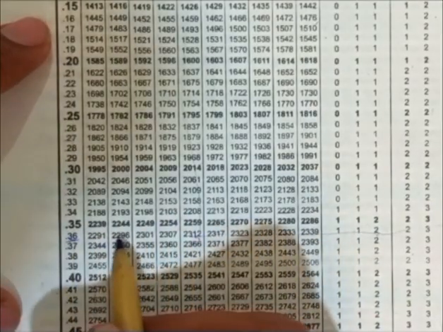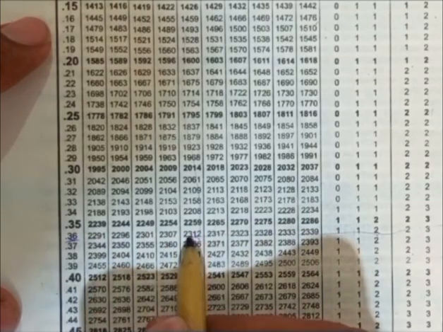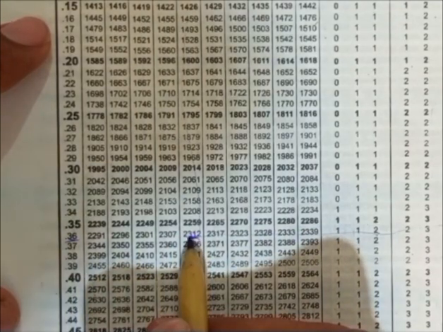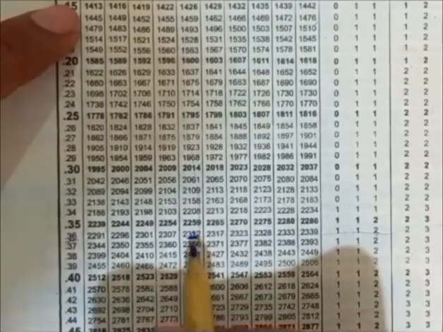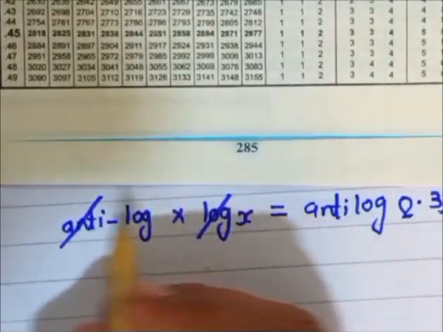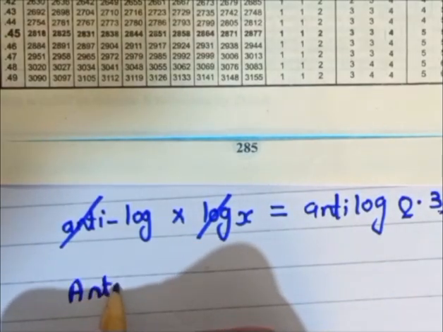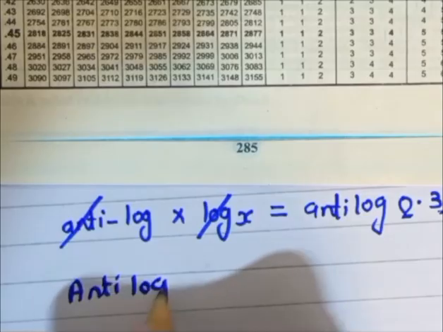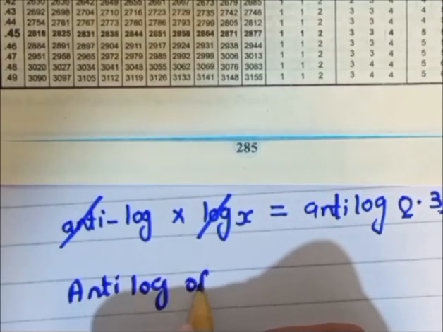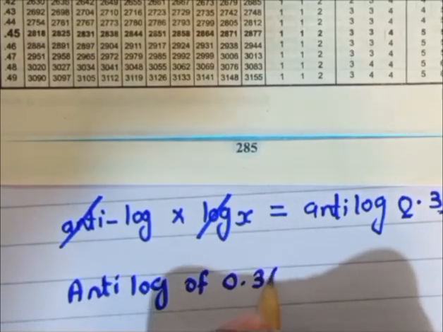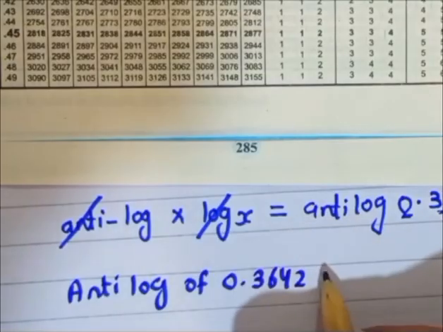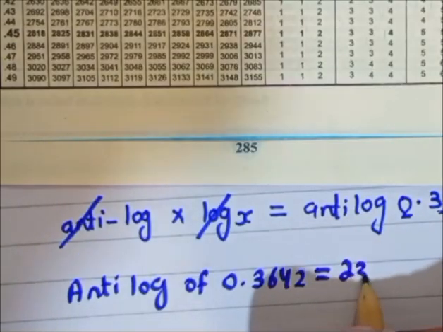This is the first, second, third; you can say this is the 4th column. What is the value in the 4th column? 2312. So I will write: anti-log of 0.3642 is equal to 2312.